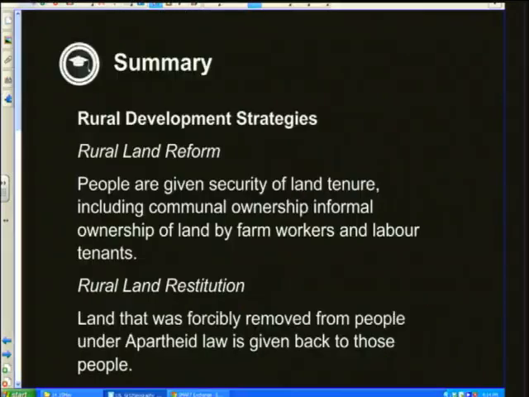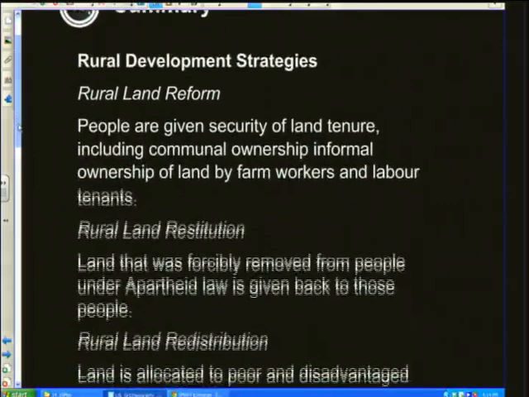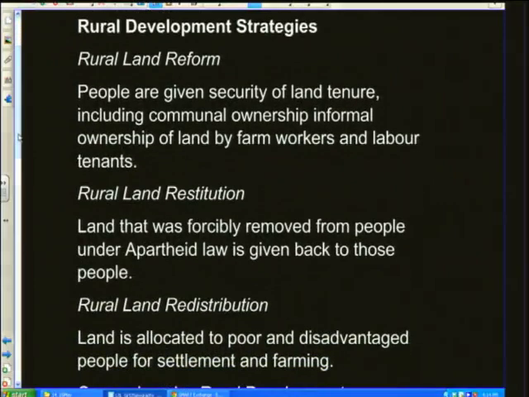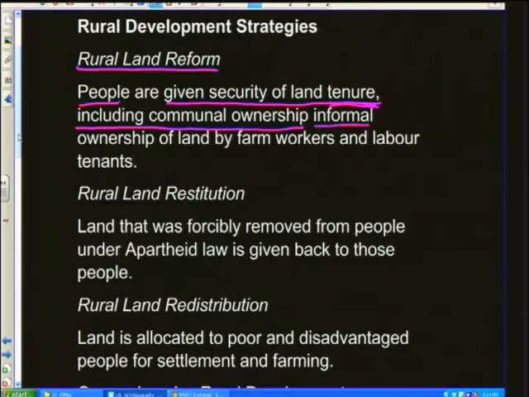Let's have a quick look at the rural development strategies. Three very important definitions here. Rural land reform, you have to state it as such, means that people are given security of land tenure. Tenure means the legal right to basically use that land. And this includes things like community ownership, informal ownership of farm workers, and by labor tenants. So people exchange their services to live on that piece of land.